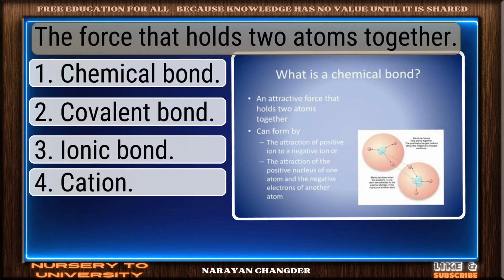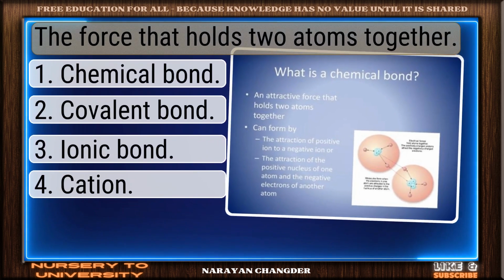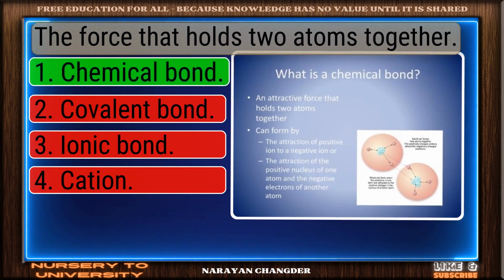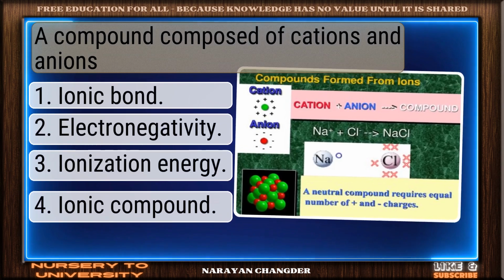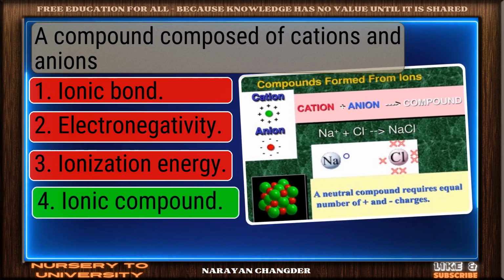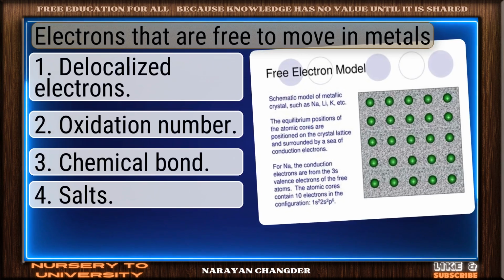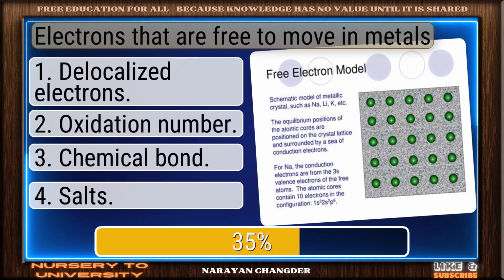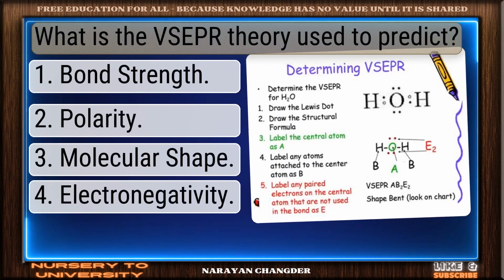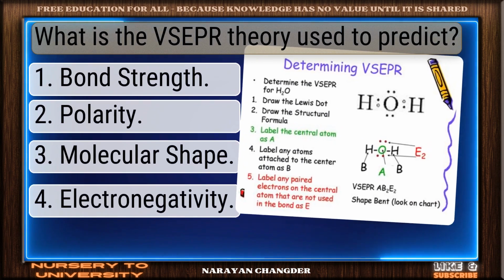Great job! The force that holds 2 atoms together. Exactly, chemical bond. A compound composed of cations and anions. Spot on, ionic compound. Electrons that are free to move in metals. Bravo, delocalized electrons. What is the VSEPR theory used to predict?